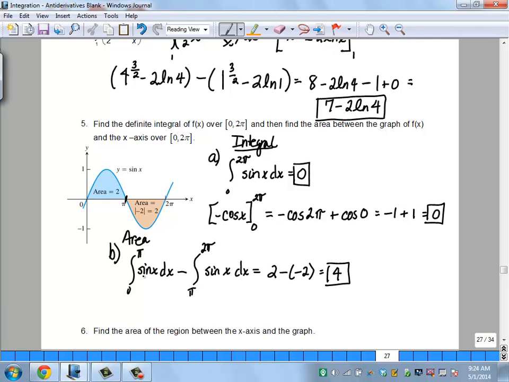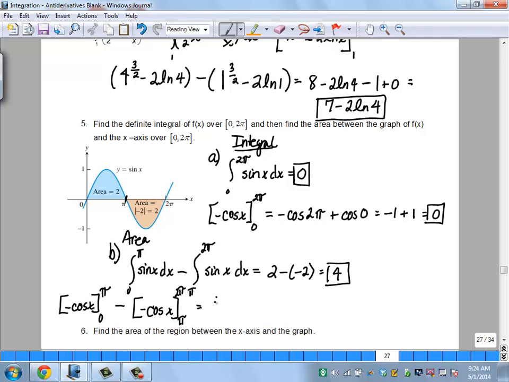So again, the antiderivative of sine is negative cosine of x. And we're evaluating it first from 0 to pi. And then we're going to subtract the same thing. We're just now evaluating it from pi to 2 pi.